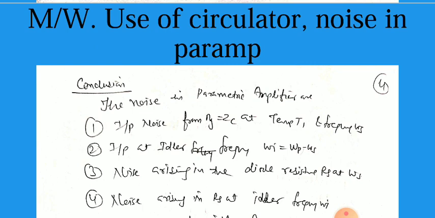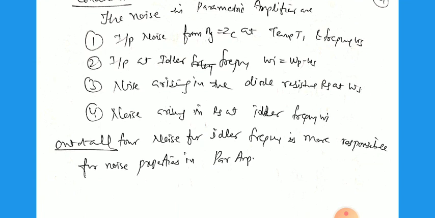Now we can conclude the noise in the parametric amplifier. What are they? First, the input noise for Rg equal to Zc at the temperature T1 and frequency omega s at the input; the noise at the idler frequency, that is omega i equal to omega p minus omega s, as earlier calculated in the negative resistance; the noise arising in the diode resistance Rs at omega s; and the noise arising in the Rs at the idler frequency omega i.